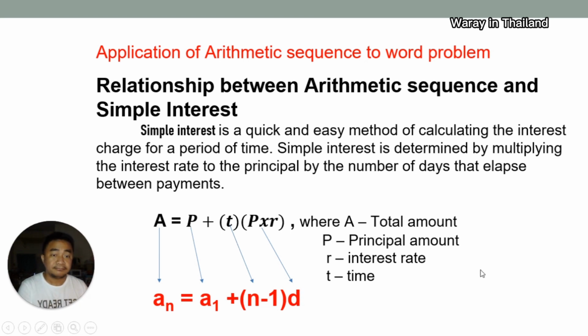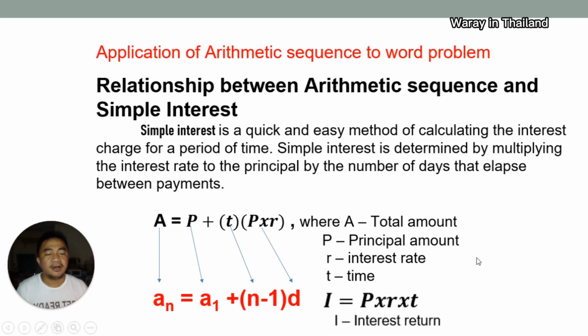Now, if we're going to get only the interest return, how much simple interest, we have here the I, which is the interest return. This is the money that you get after you deposited a certain amount in a bank or an investment company. So how much interest you will get is the interest return. That is I is equal to P times R, the rate, times the time.